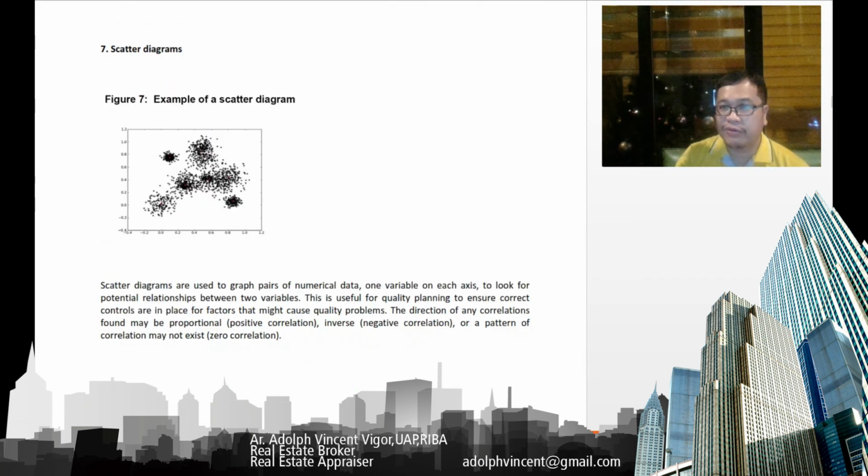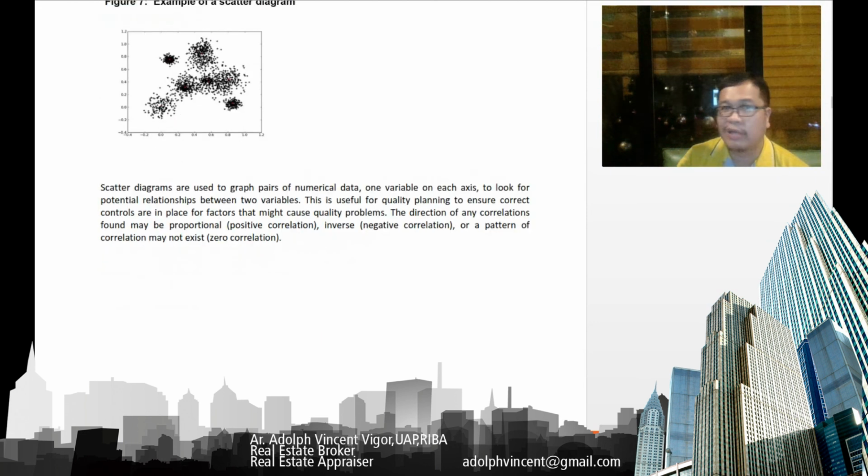Then we also have what you call the scatter diagram. Scatter diagrams are used to graph pairs of numerical data, one variable on each axis, to look for potential relationships between two variables. This is used for quality planning to ensure correct controls are in place for factors that might cause quality problems. The direction of any correlations found may be proportional if it's a positive correlation, or inverse if it's a negative correlation, or a pattern of correlation may not exist, which is zero correlation.